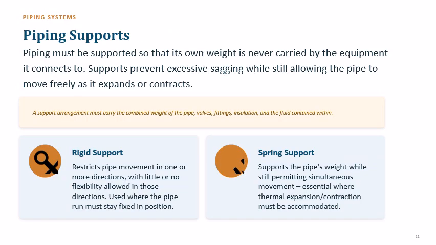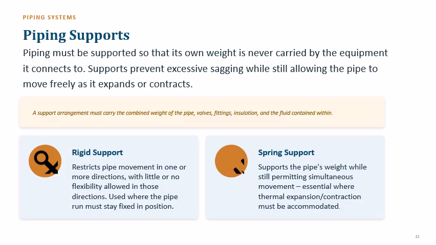Next is about the piping supports. The piping must be supported so that its own weight is never carried by the equipment it connects to. The support prevents excessive sagging while still allowing the pipe to move freely as it expands or contracts. So there are different types of supports: rigid support and spring support.